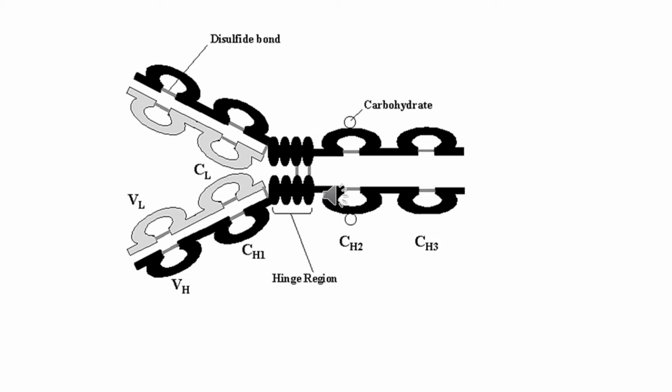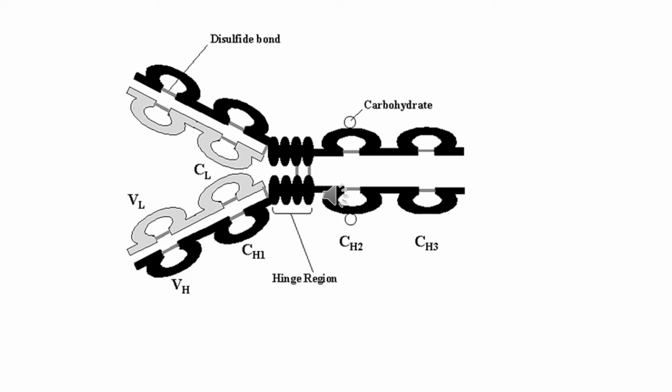Also, the immunoglobulin structure may contain carbohydrate molecules. Carbohydrates are attached to the constant heavy 2 domain in most cases. This is the constant heavy 1, this is the constant heavy 2, and this is the region of constant heavy 3.